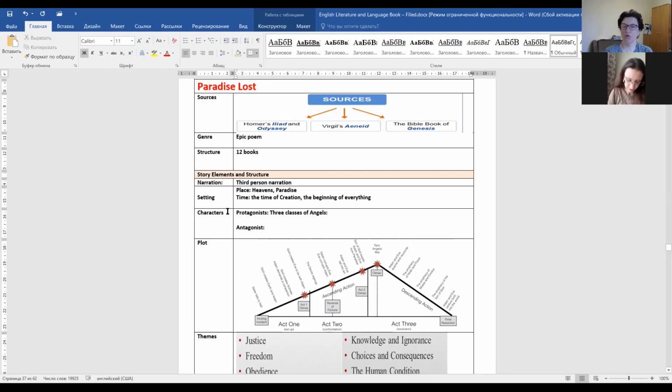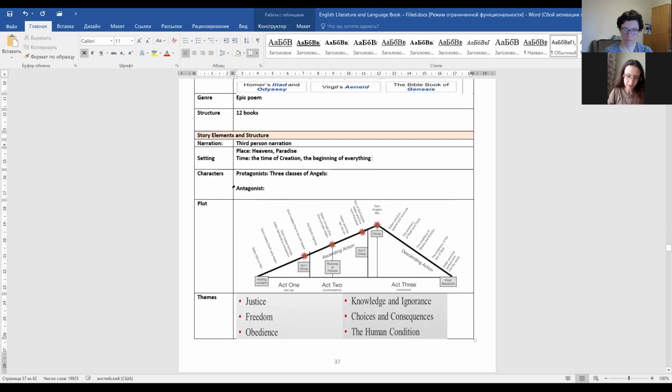Okay, so who are the protagonists? Three classes of angels. They supported God. Michael, Raphael, Archangel Uriel. So the three classes of angels that supported God. And who is the antagonist? The antagonists are Satan and the rebel angels.